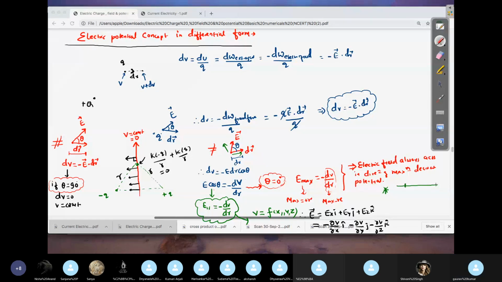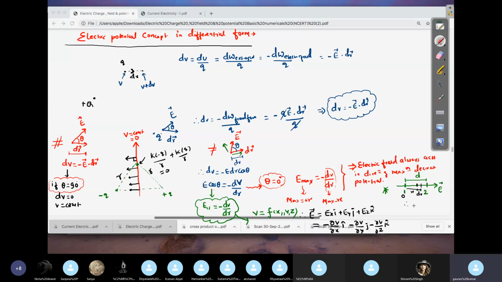Let's say this is electric field E vector, and let's say I'm moving from point number 1 to point number 2. This distance is given as D. Let's say I take this point 1 as origin. At any point I will take x, and then I move by a small distance dx.